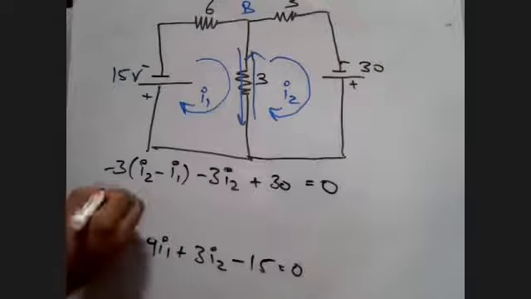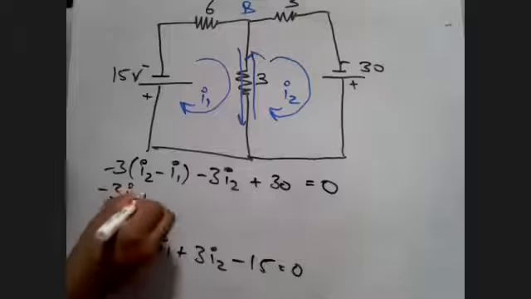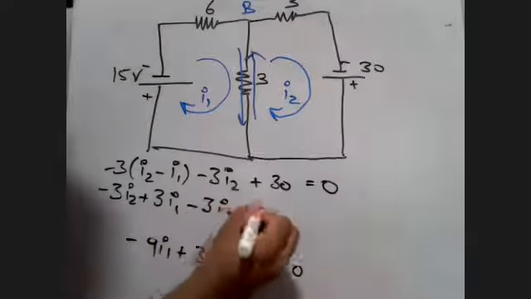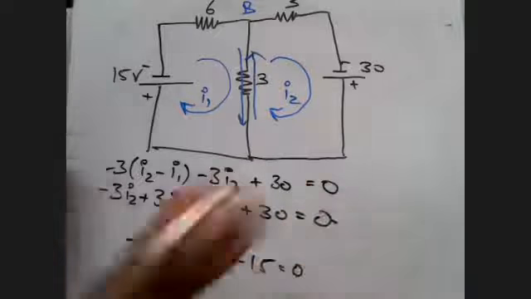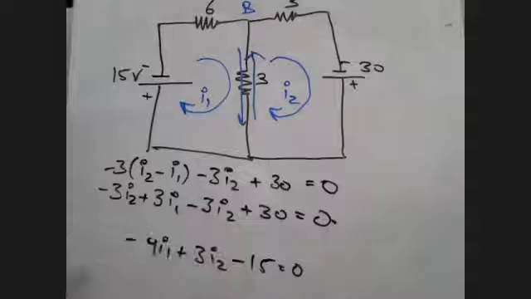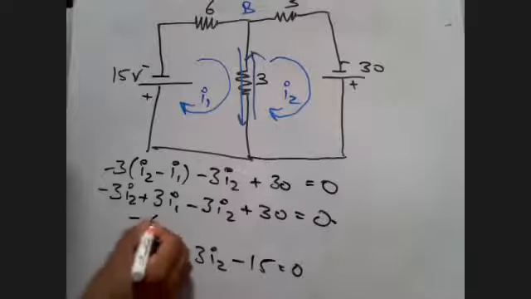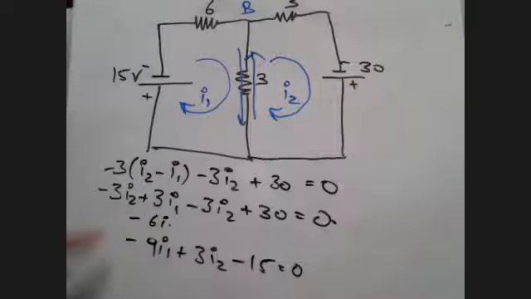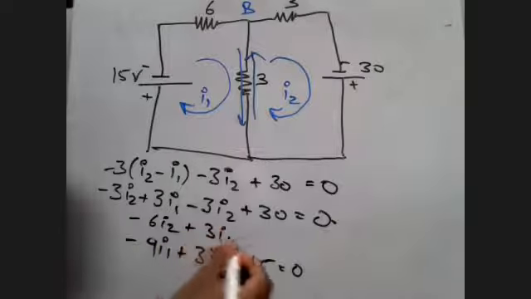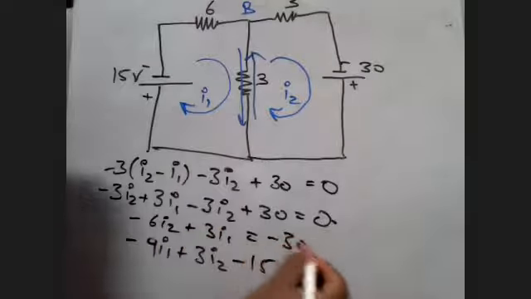Solve this. What will you get? Minus 3 I2 plus 3 I1 minus 3 I2 plus 30 equal to 0. So 3, 6. Minus 6 I2 plus 3 I1 equal to minus 30. Did you all get that? Minus 6 I2 plus 3 I1 equal to minus 30.